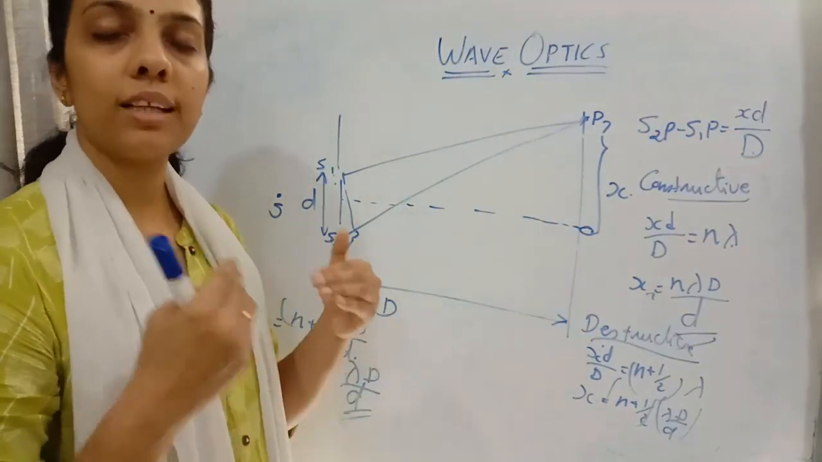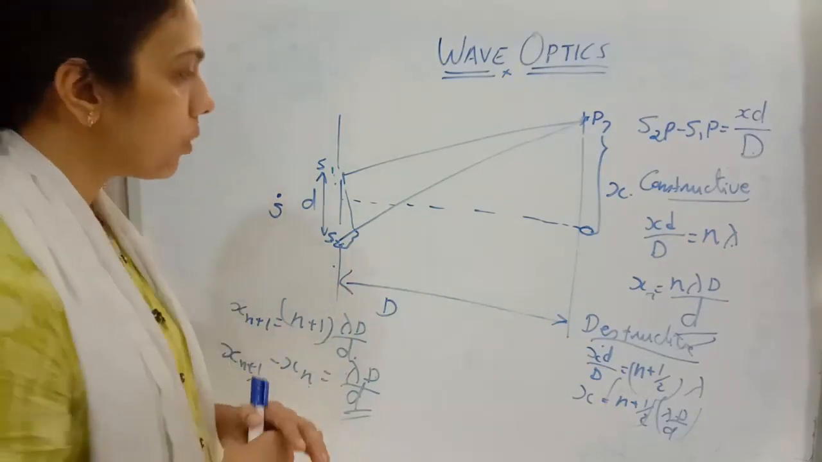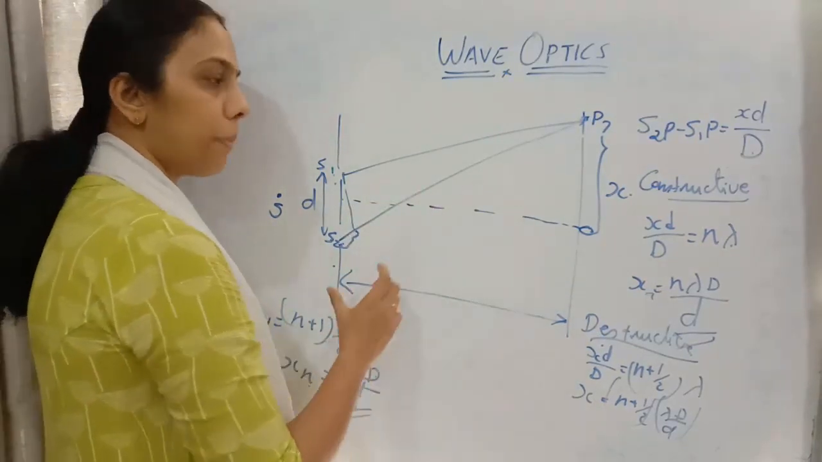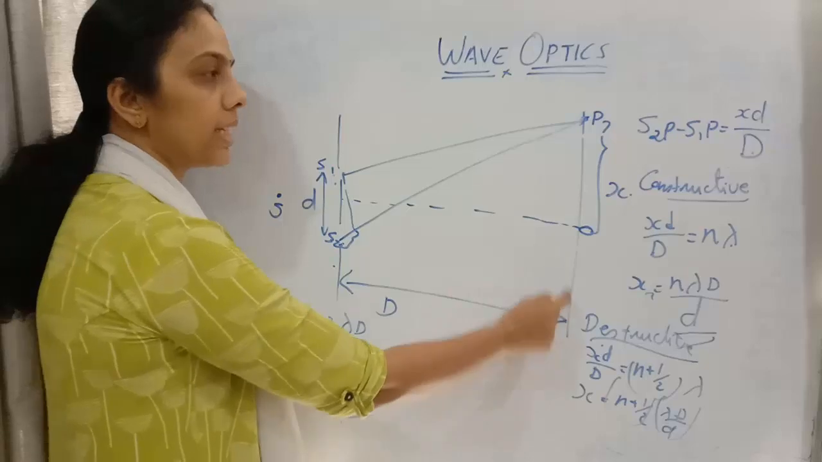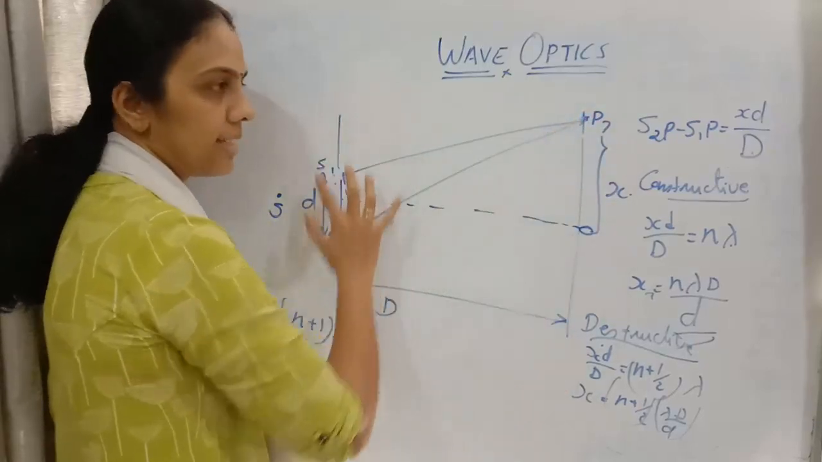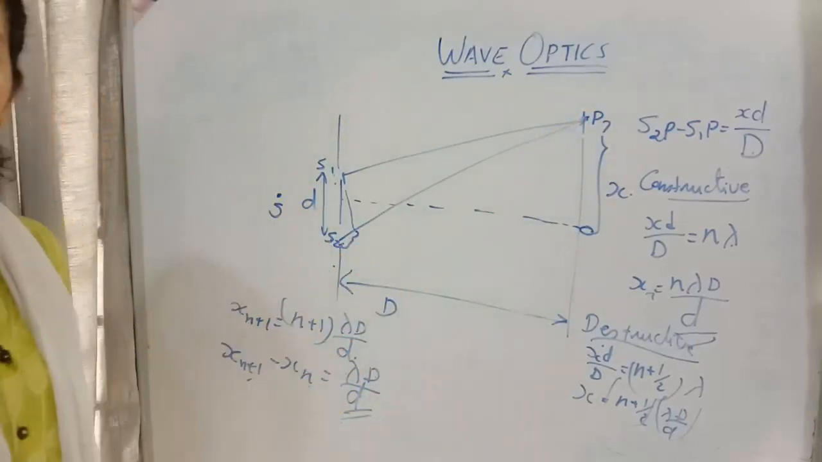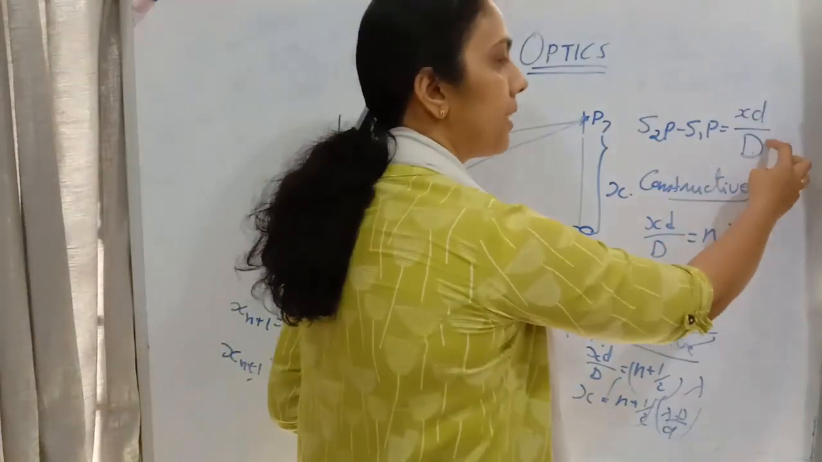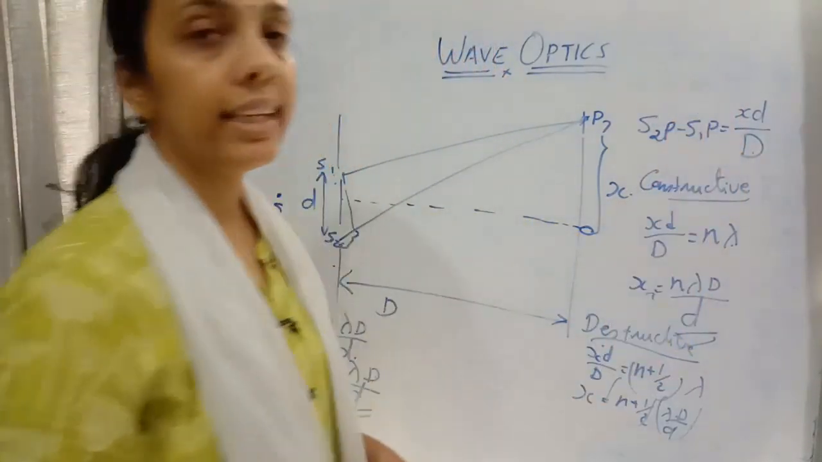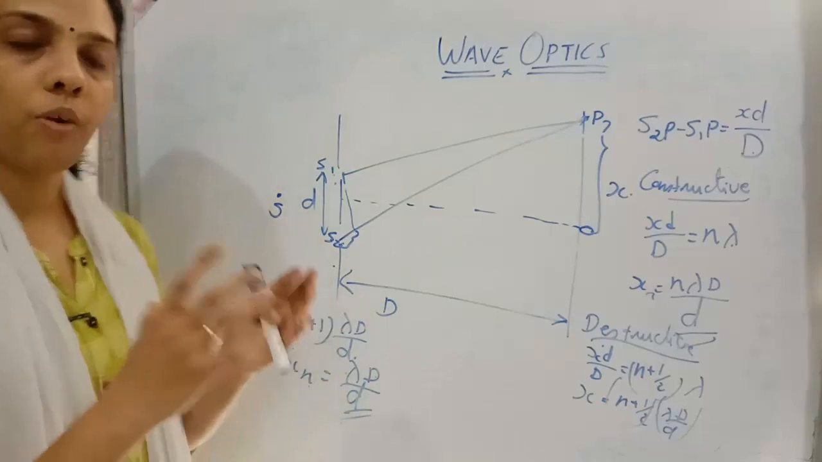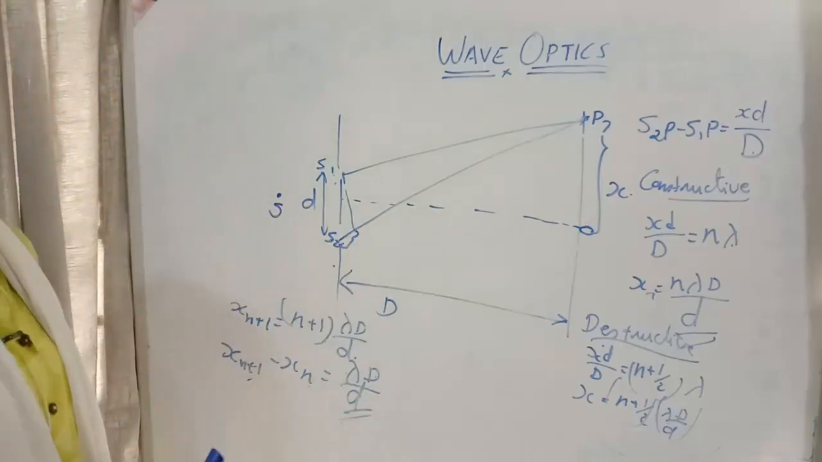What will happen? Such kinds of questions will be asked. What will happen to the path difference if we are increasing the distance between the screen and the slits? The question comes like that. Capital D is increasing, so the path difference will be decreasing. So all these formulas are important.